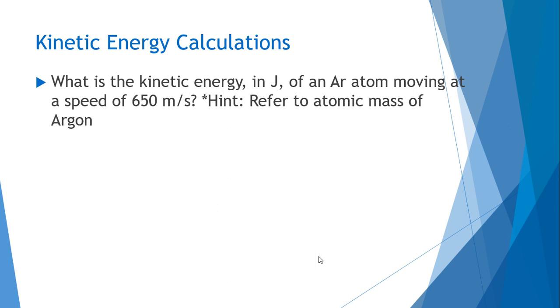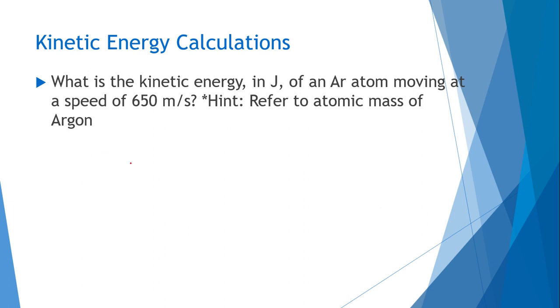Here is a problem. This is one I want you to try. Pause the video and see if you guys can get it yourself. One thing to know is the atomic mass of argon is what you're going to use for the mass. So let's go ahead and work through this problem. Hopefully you've worked through it, you paused it, and now let's see if you got the right answer. It says, what is the kinetic energy of an argon atom moving at a speed of 650 meters per second? Hint, you need to use the atomic mass of argon.